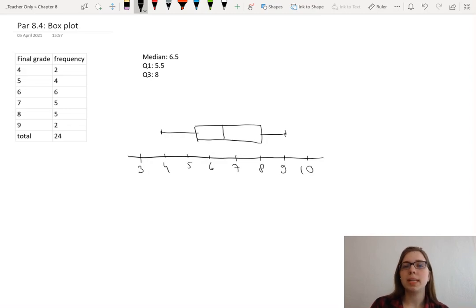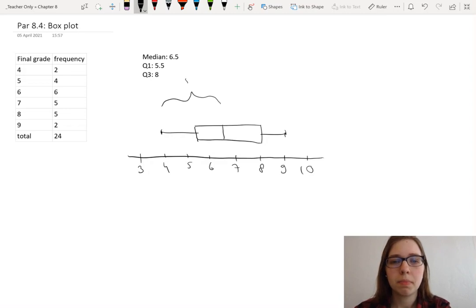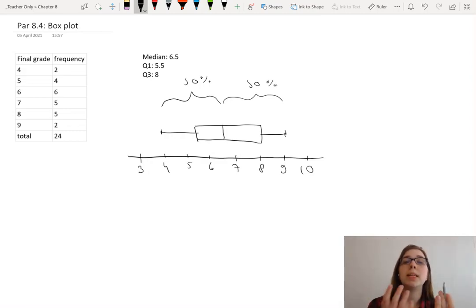But there's something really neat about this. Because I may not always have this table, I might only get this box plot. And I can still read off quite a bit from this. Because if my median is the middle value, then this part is 50% of my data. It splits it up into parts of 50%.